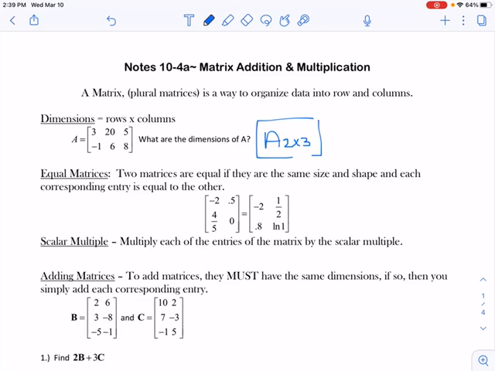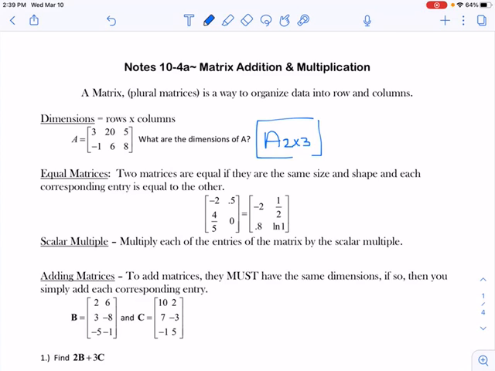This will be very important when we add and subtract matrices and when we multiply matrices. We have to use the dimensions to help us know if we can perform our operations. If I have 2 equal matrices, they're equal if they are the same size and shape, and each corresponding entry is equal to each other.